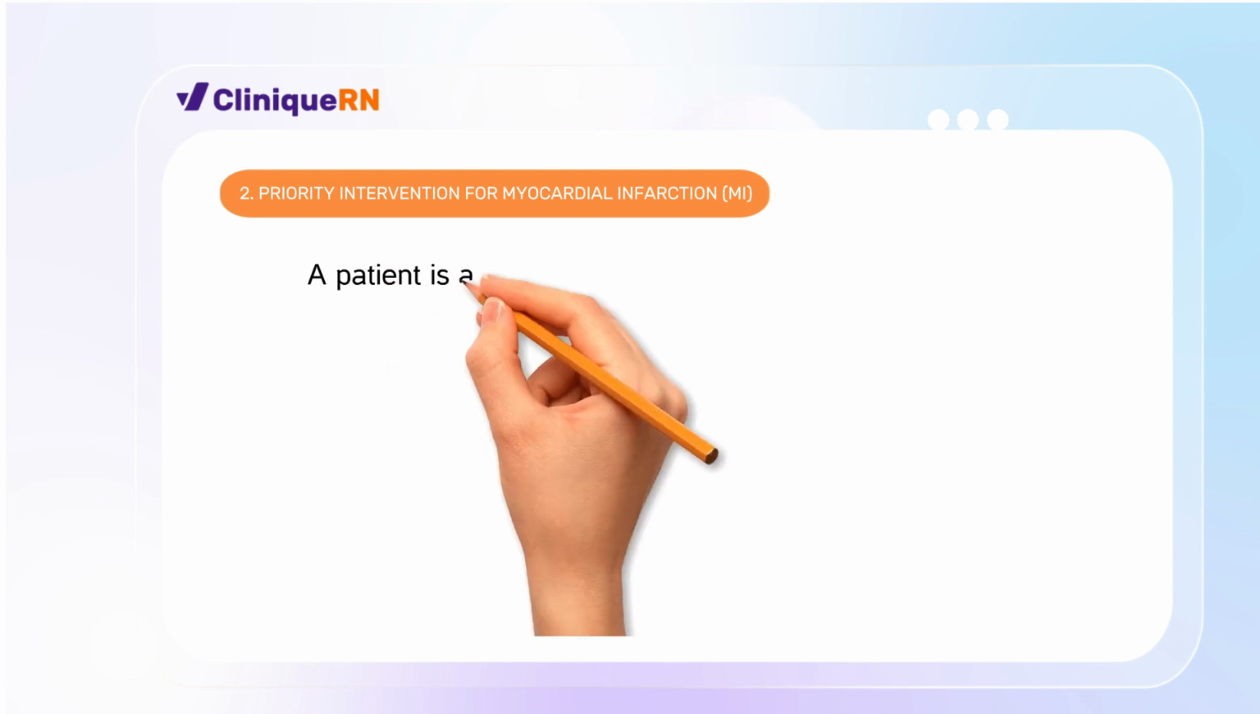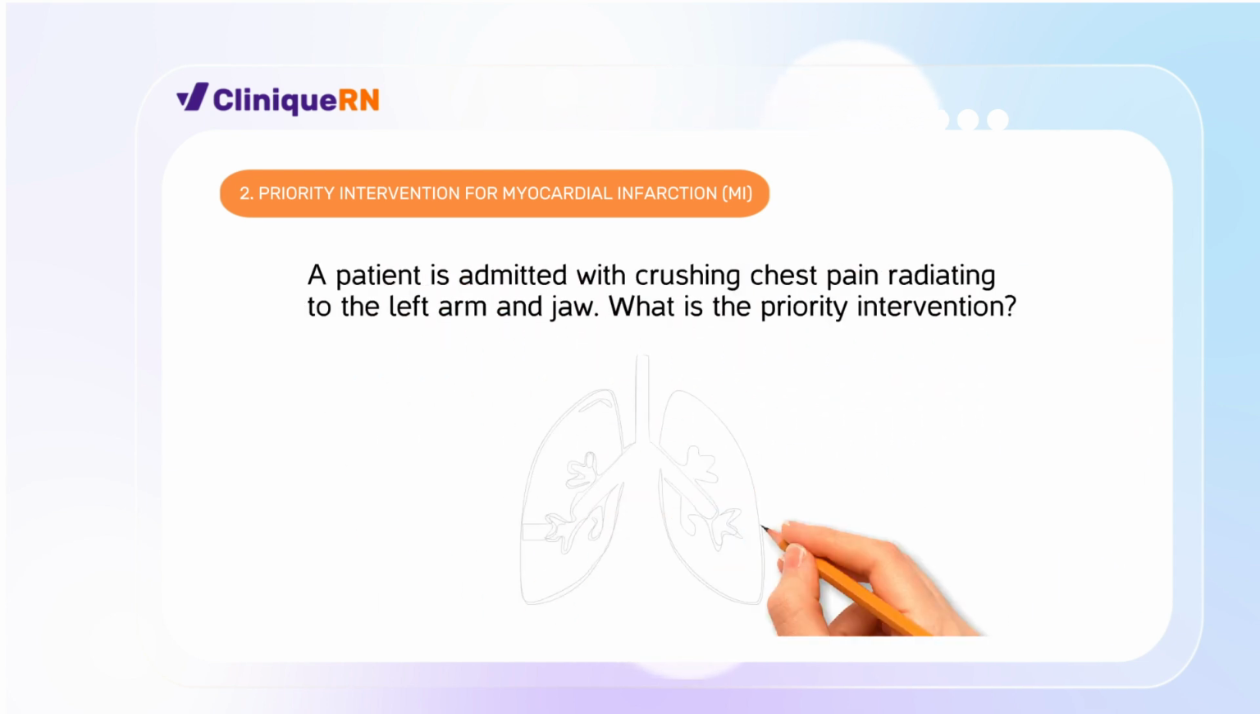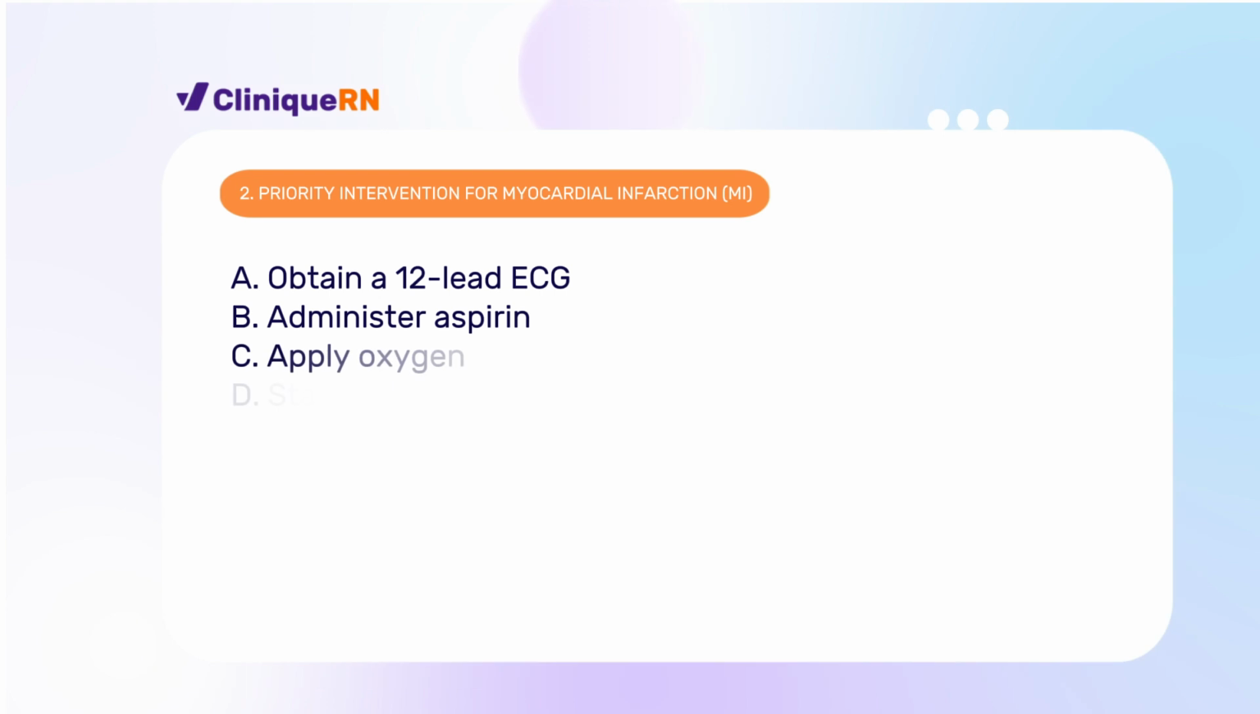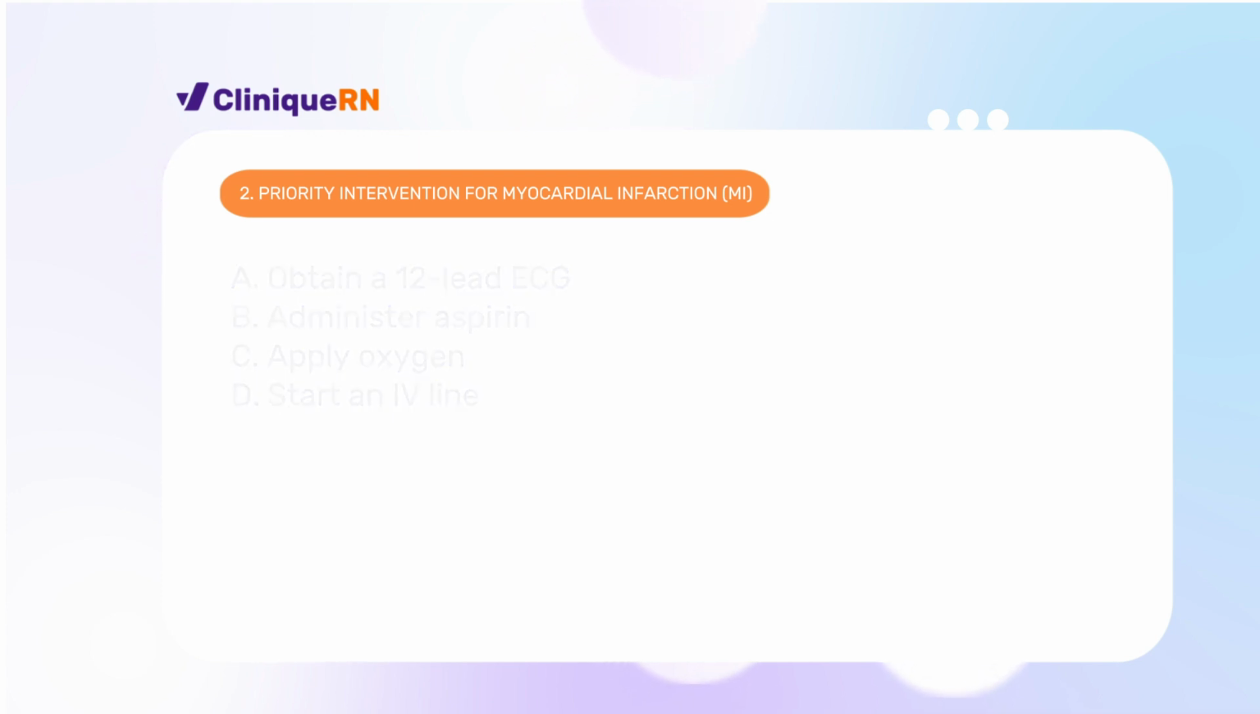2. Priority intervention for myocardial infarction, MI. A patient is admitted with crushing chest pain radiating to the left arm and jaw. What is the priority intervention? A. Obtain a 12-lead ECG. B. Administer aspirin. C. Apply oxygen. D. Start an IV line.